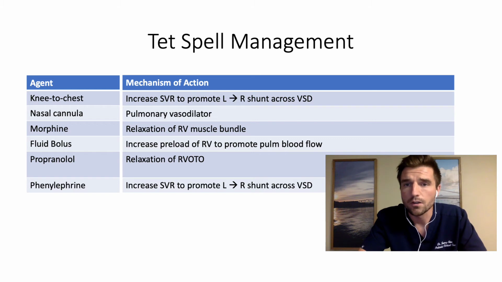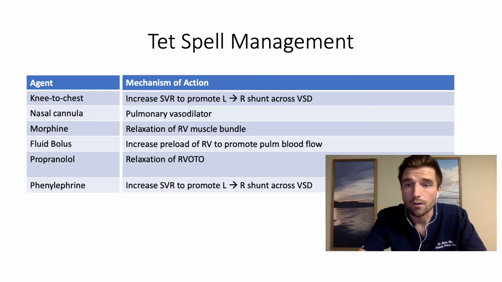So if you give an appropriate dose of morphine, 0.05 mg per kg is a starting dose, 0.1 mg per kg probably is the maximum dose that I'm going to give at one time for these babies. And what that does is it not only relaxes the child, but it acts to relax the RV muscle bundle as well, and in doing so can help promote pulmonary blood flow.